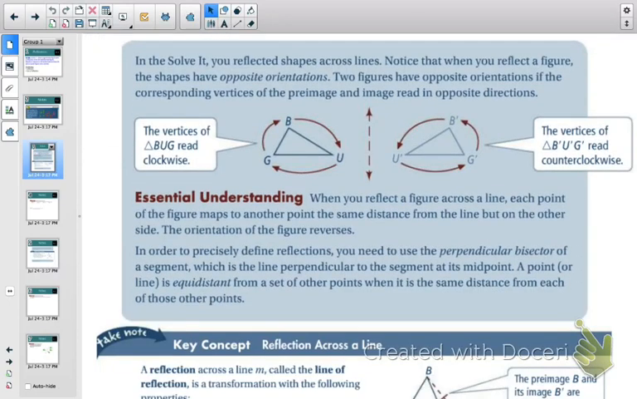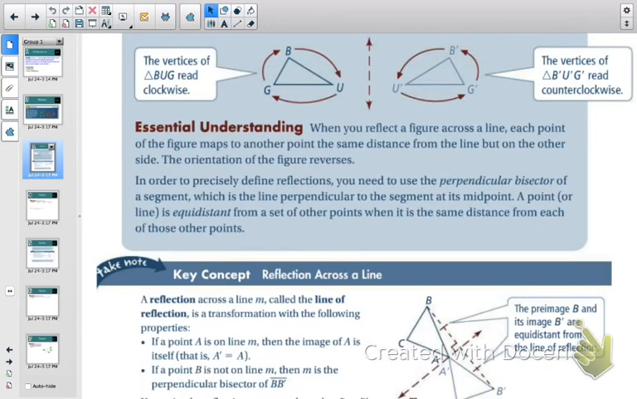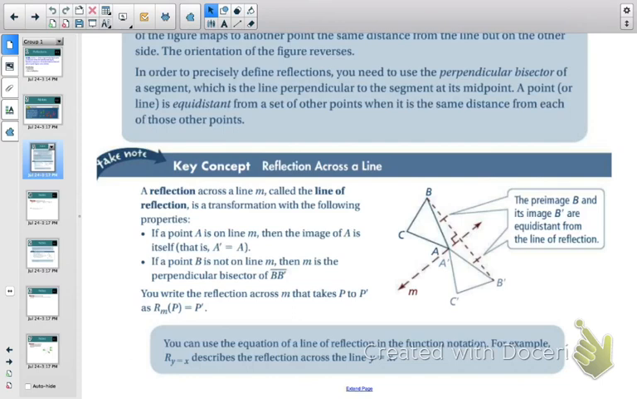When you reflect a figure across a line, each point of the figure maps to another point that is the same distance from the line, but on the other side. So each of these points, U to that line, is the same as the distance from that line to U prime. Same with B. In order to precisely define reflections, we need to use the perpendicular bisector of a segment. We talked about that. We talked about constructing that last unit. A point is equidistant from a set of other points when it is the same distance from each of those other points. So equidistant just means it's the same distance.